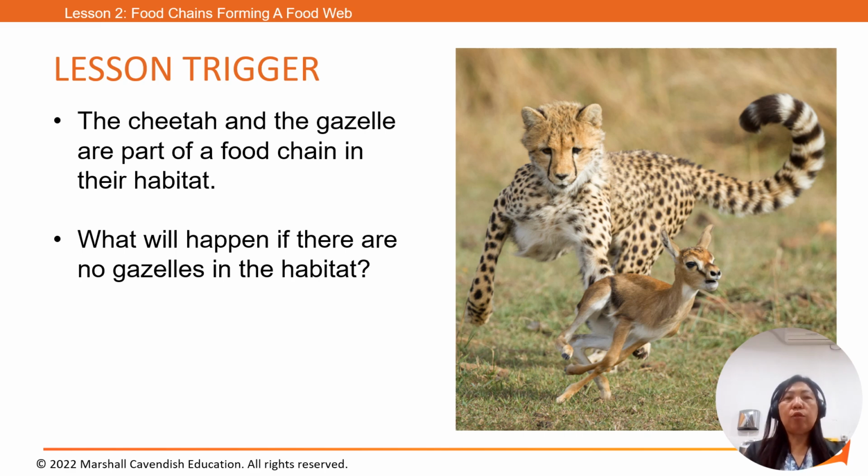Now, can you name two other animals that may become a predator for the gazelle? Can you name them? Yes, a lot, right? There can be tiger, lion, leopard, or other carnivores such as the crocodile and others. So actually, we can say that the animals are parts of a food web. Okay, now let's check our next slide.